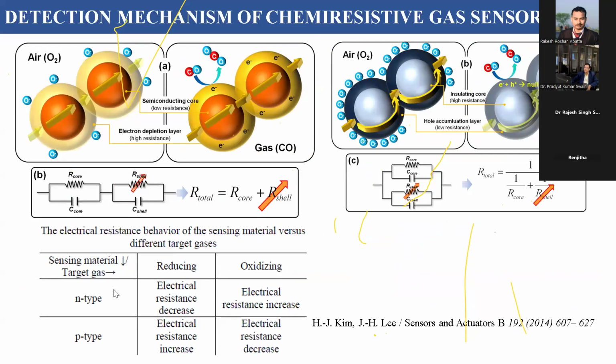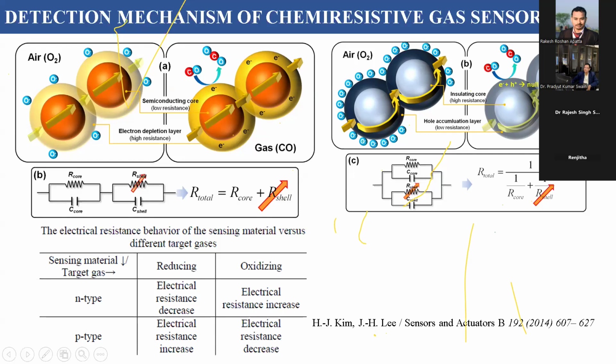When we have an N-type semiconductor or P-type semiconductor, depending on the type of material, the resistance will increase or decrease for the reducing or oxidizing gas. If your gas is an oxidizing gas, for the N-type material, the resistance increases. The same gas for the P-type material, the resistance decreases. That is mainly coming from how the electron accumulation layer and the depletion layer interact.